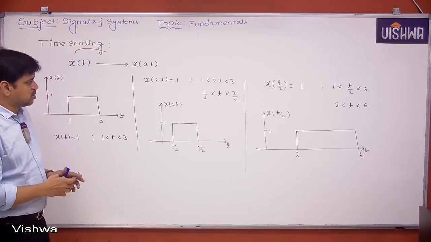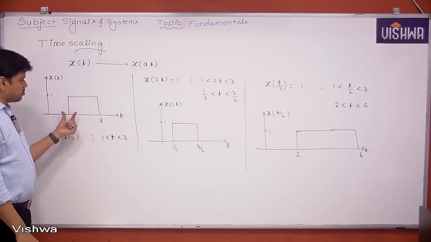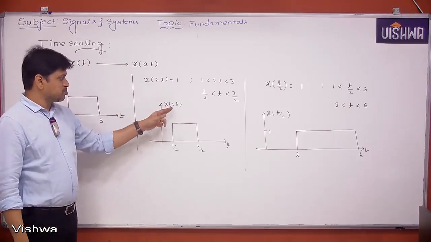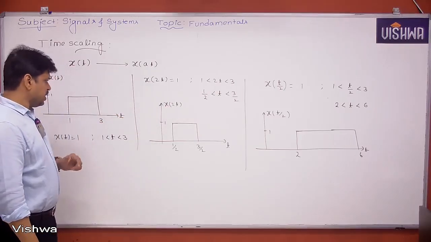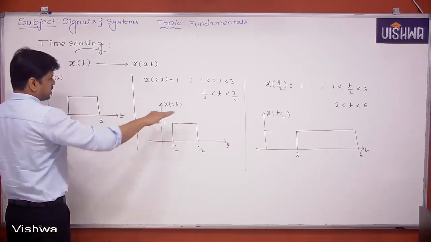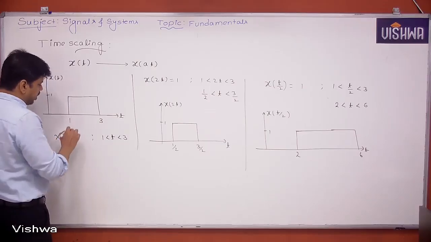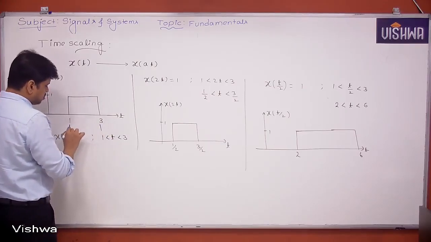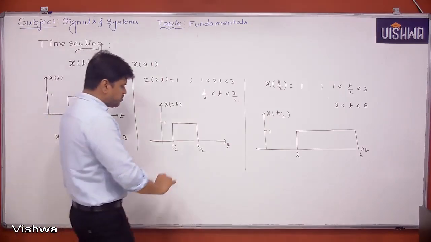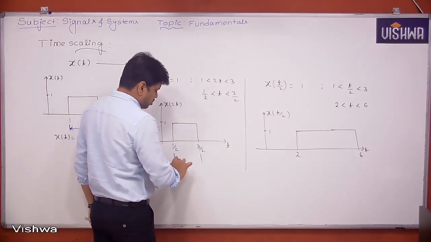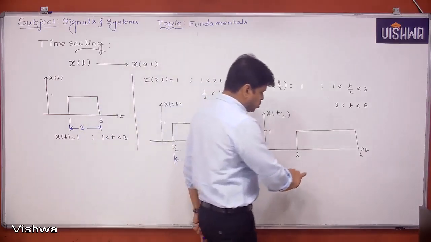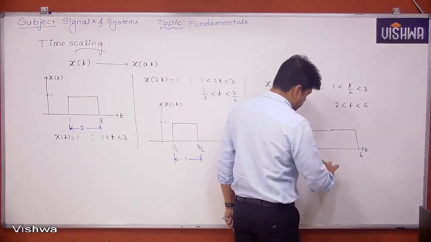Now try to understand. From x of t to x of 2t, t has to be replaced with 2t. Graphically, what is happening here? Amplitude is not changing. 1 here, 1 here, 1 is also there. But the only thing we have to observe is the width of the signal. What is the width of the signal here? 2 seconds. Whereas what is the width of this signal? 1 by 2 means 0.5, and 1.5. 0.5 to 1.5 is nothing but 1 unit. Whereas 2 to 6 is 4 units.